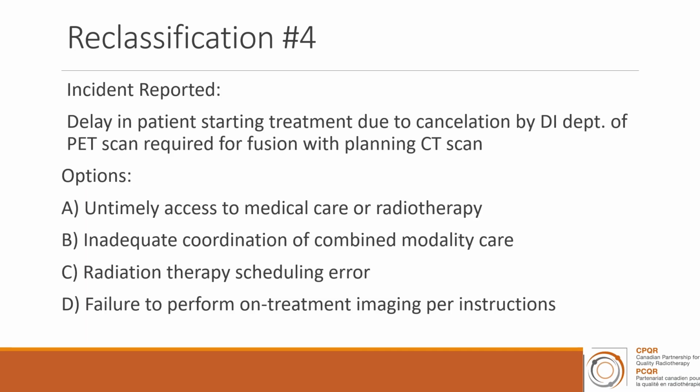So number 4, delay in patient starting treatment due to the cancellation by the diagnostic imaging department of the PET scan required for fusion with the planning CT scan. So again, would you choose untimely access to medical care or radiotherapy, inadequate coordination of combined modality care, radiation therapy scheduling error, or failure to perform on-treatment imaging per instructions?